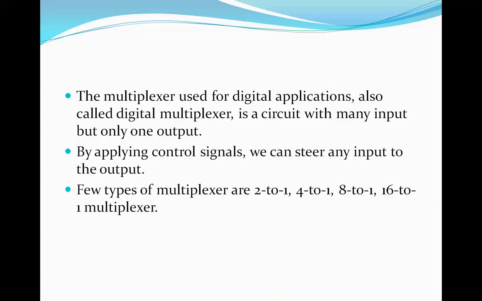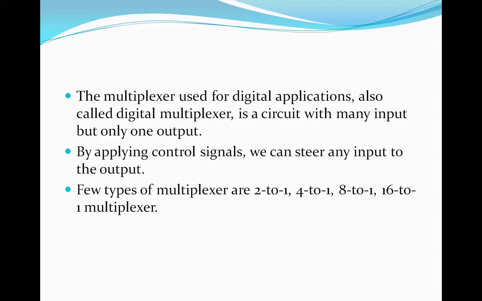We can have a number of types of digital multiplexers in digital electronics. We can have 2 cross 1 mux. Multiplexer is also known as mux, or we can say 2 to 1 mux. Then we can have 4 to 1, 8 to 1, 16 to 1 multiplexers. A 2 cross 1 mux takes two inputs and selects just one as an output. Similarly, we can have 4 cross 1. That means we have 4 inputs and then only one output.